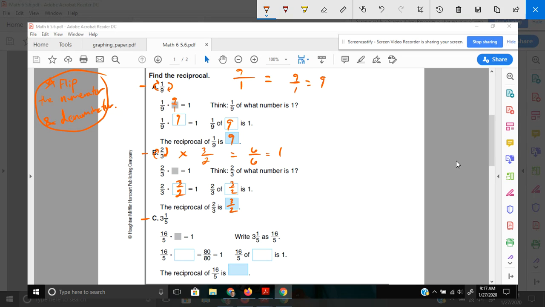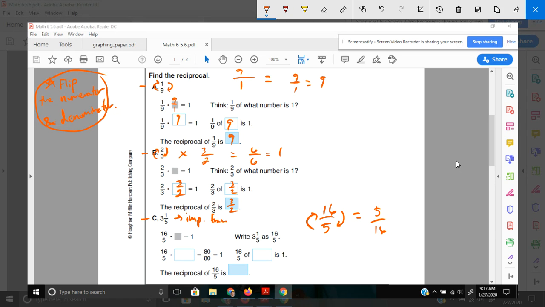For letter C, it's a little bit different because we have a mixed number. So first, write your mixed number as an improper fraction. So remember how to do that. It's 3 times 5, which is 15, plus 1 is 16. That's where they come up with their numerator. And keep your original denominator of 5. All right. Now we have 16/5. So if I were to just change my numerator and my denominator, that would give me 5/16.